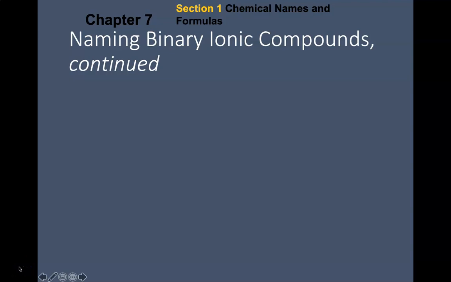Hello, welcome back. So this is the next part of the Chapter 7, Section 1 video on naming ionic compounds. These are still going to be considered binary compounds that we're going to talk about. This is the second type of compound we're going to talk about.